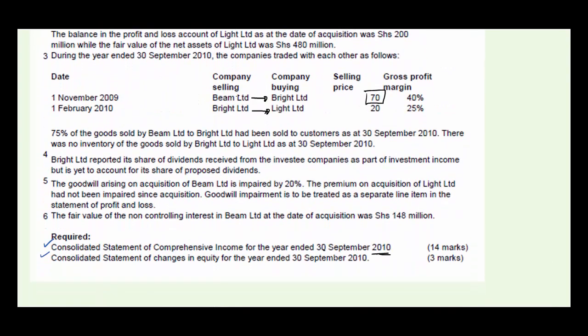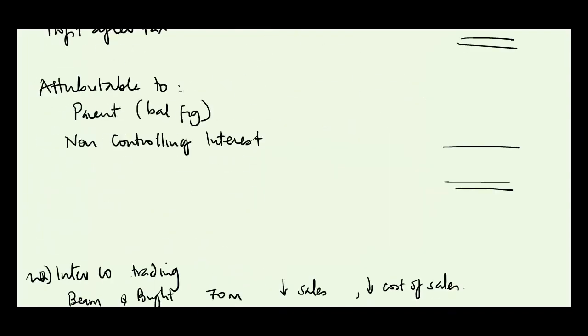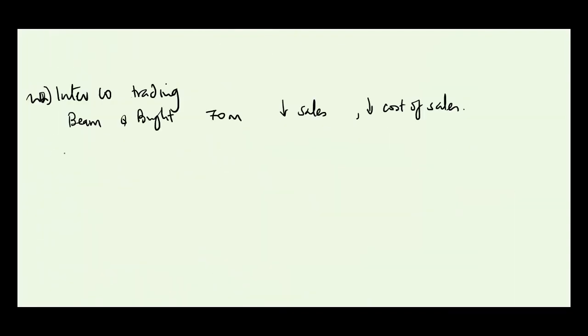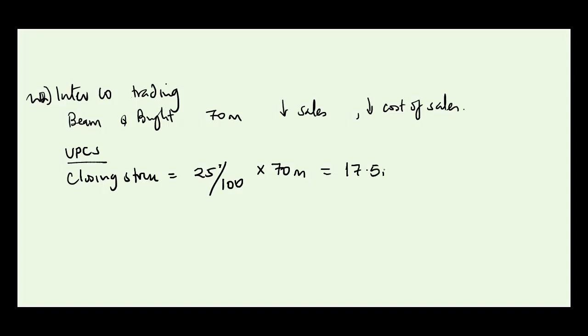And then we determine whether there is any unrealized profit on the closing stock. We are told that 75% of the goods sold by Beam to Bright had been sold to customers. So it means therefore that 25% are still in stock, isn't it? So unrealized profit on closing stock. So the closing stock is 25%. Let's just put it 25% of the trading, which was 70 million, which basically gives you 17.5 M.